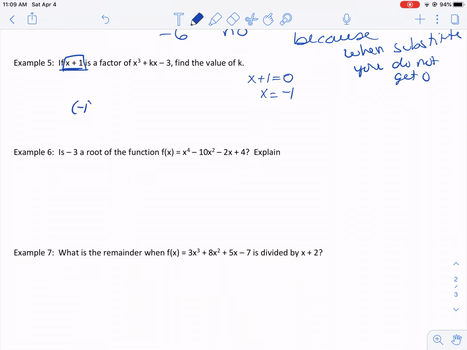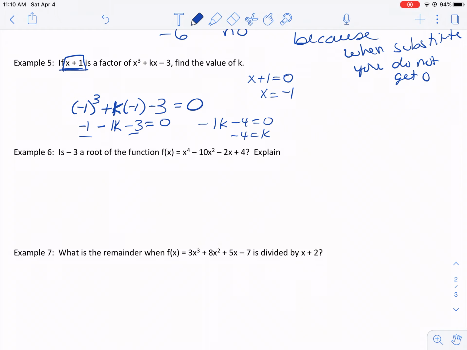We're going to plug it in for x. But now I'm not trying to see if I get a 0. I know I'm going to get a 0 because it's a factor. So the k is going to stay there, and now I just got to solve for k. So negative 1 cubed is negative 1. That's a negative 1k minus 3. Combine like terms. We get negative 1k minus 4 is 0. Add the k to both sides, and k equals negative 4.